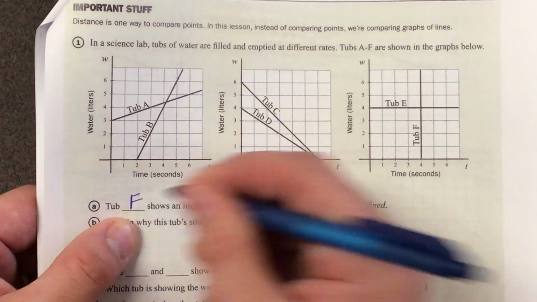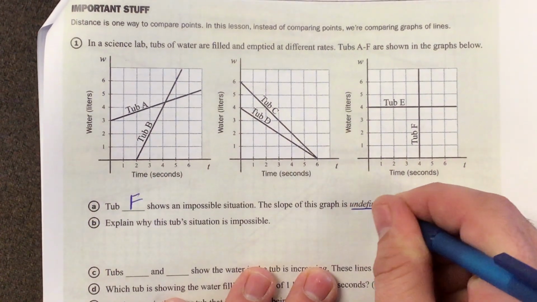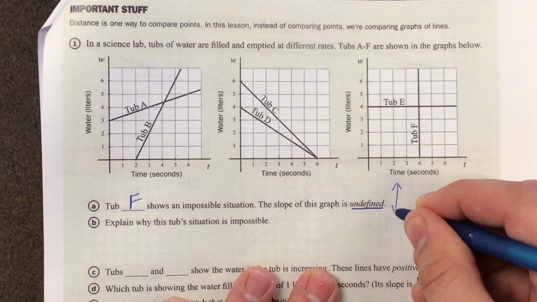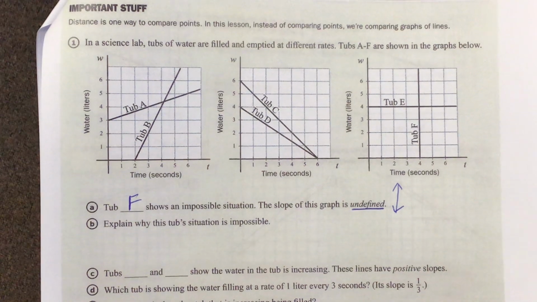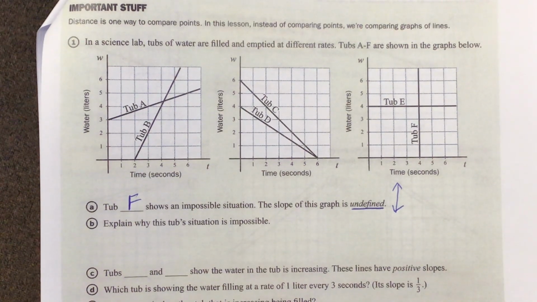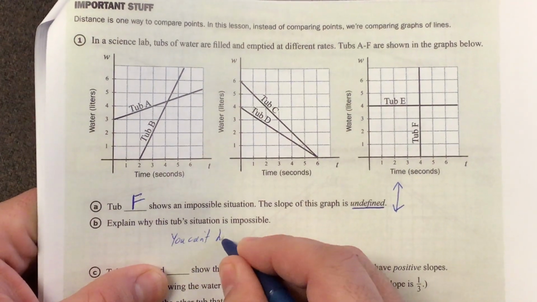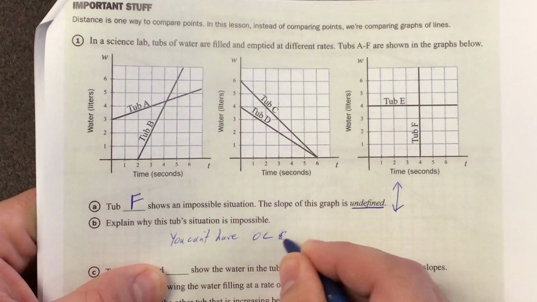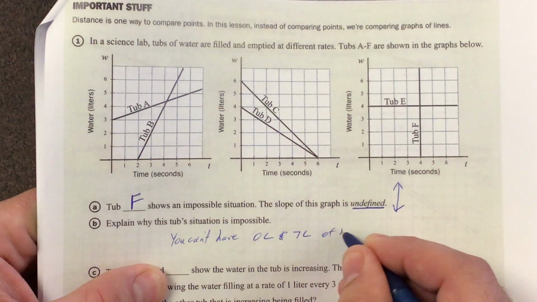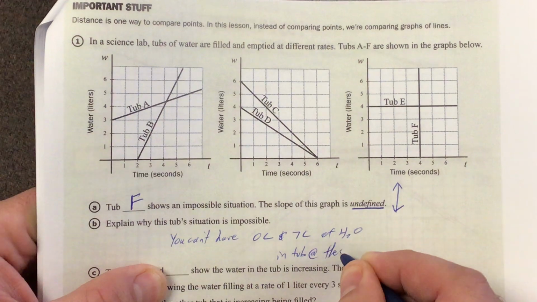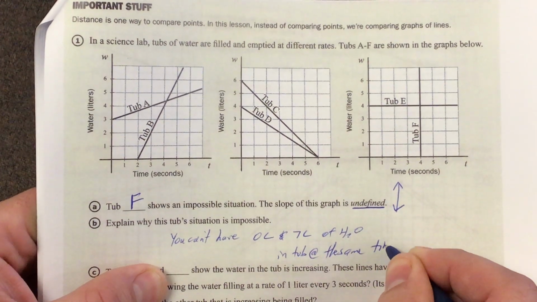Okay, so anytime you hear undefined, that is a vertical line. Why is that situation impossible? You can't have 0 liters and 7 liters of water in tub at the same time.